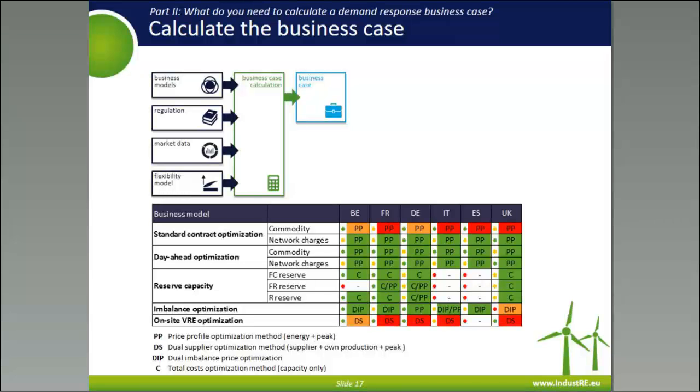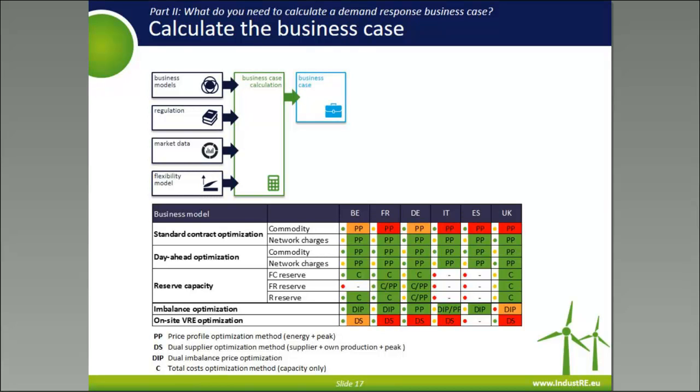Good. Once you have all these four things for the different countries, you can start calculating your business case. And what you see in this graph is I added now little abbreviations in the table below, is the way how you calculate a business case. So in one of the tasks in the project, we have really looked to the different countries, to the different business models, and tried to clarify how many different optimization methods, how many different calculation methods you need to be able to calculate all the business cases.